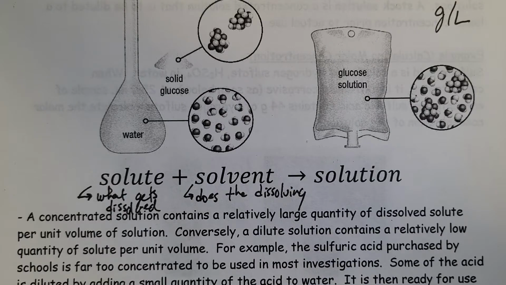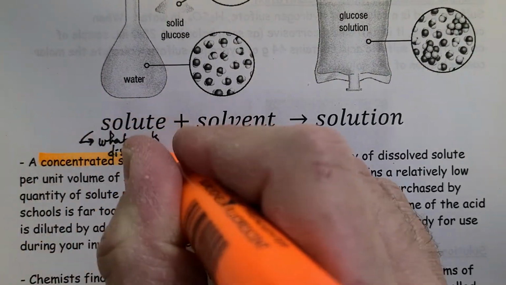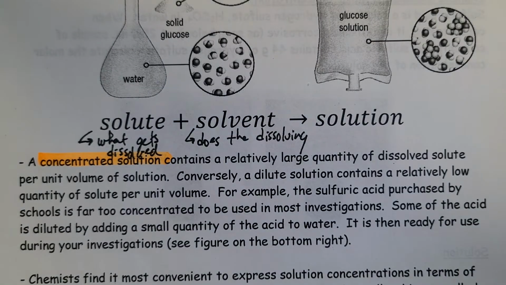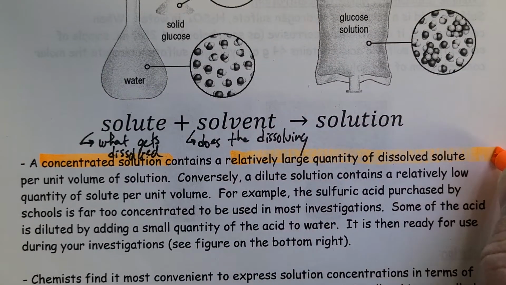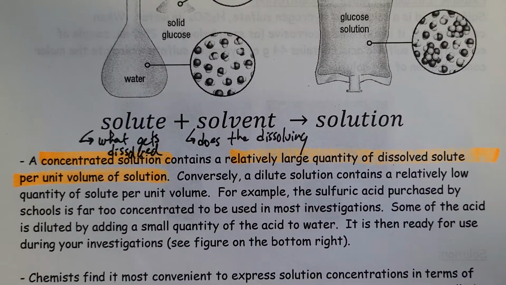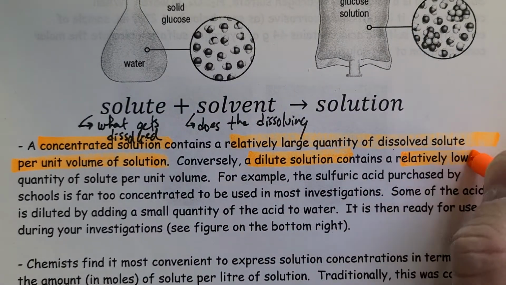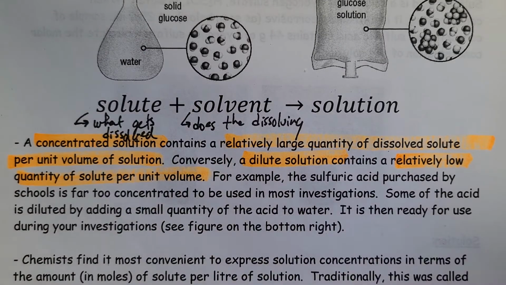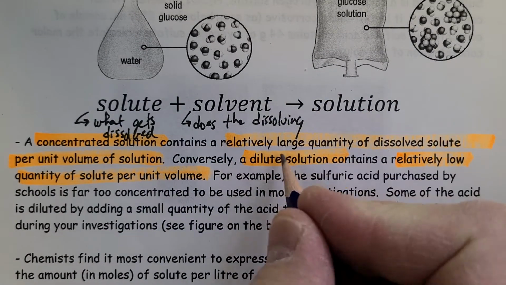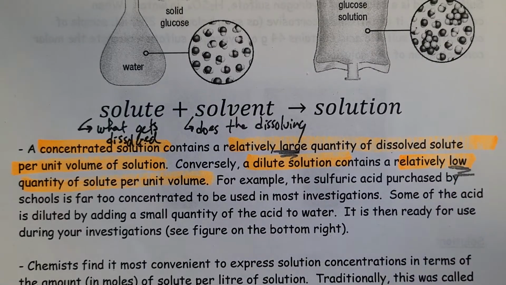So then from there, we look at concentrated versus dilute. So if I'm talking about a concentrated solution, I'm talking about one that has a large quantity of solute dissolved in a certain amount of liquid. Conversely, a dilute solution contains a relatively low amount of solute per volume. So kind of a qualitative way of describing it. Not giving numbers, just simply saying, okay, one has a lot, one has little. How much is a lot, how much is little? Well, that remains to be seen.